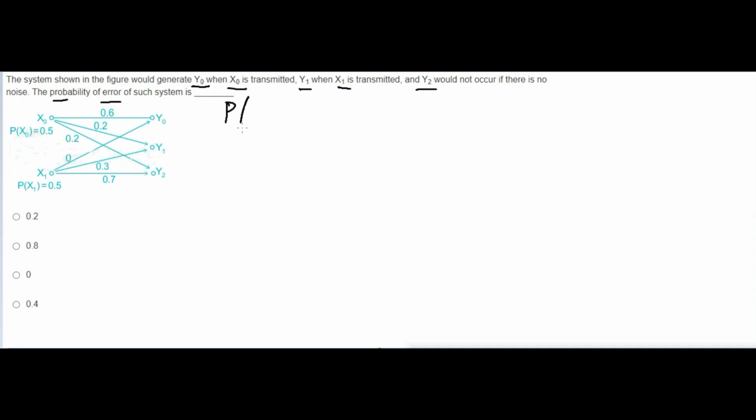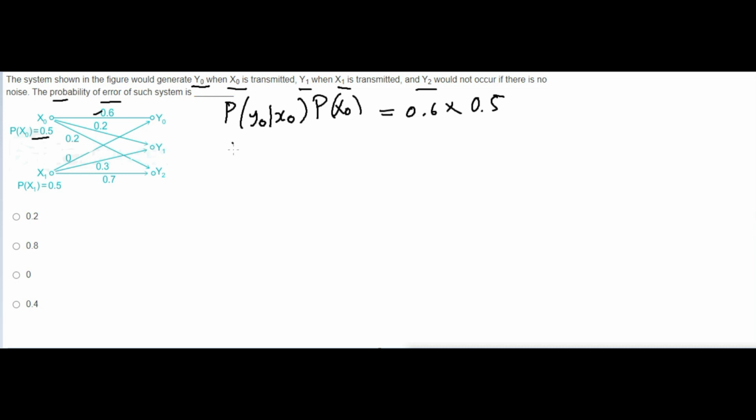The first one is p of y0 given x0, into p of x0. I'm just going one by one. We take y0 because y0 is obtained with respect to x0. So y0 x0, you can see, is 0.6, right? So 0.6 into the probability of x0. The probabilities of x0 are already given as 0.5, so I just take 0.5. There's no need to find the answer, no problem.